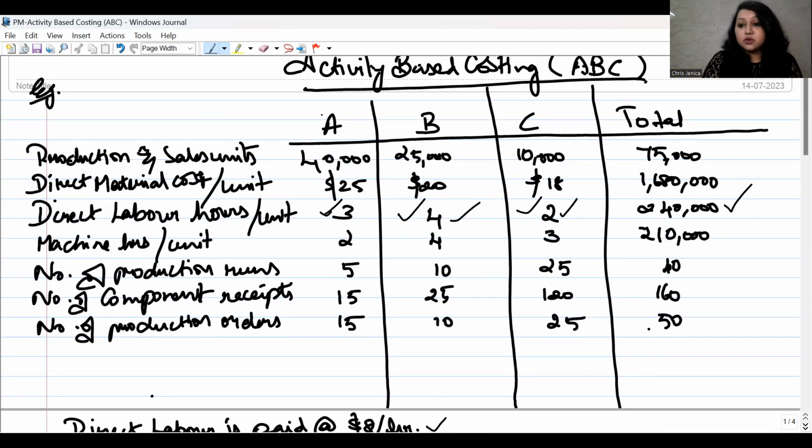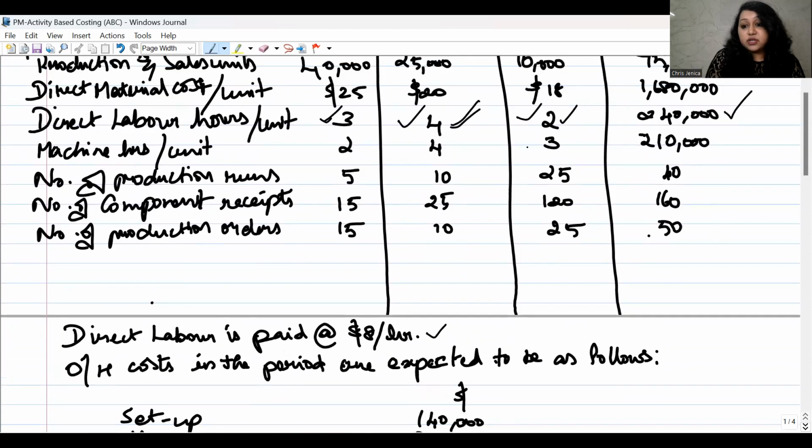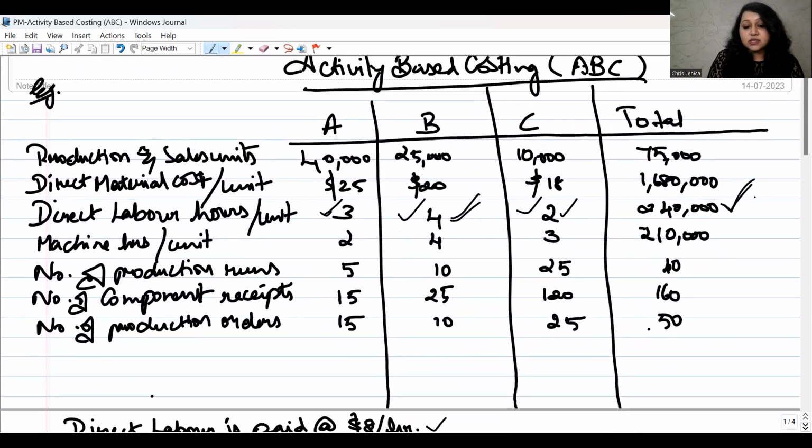So 40,000 units into 3 hours will give you 120,000. And then you have 4 hours into 25,000. That is 4 hours of direct labor into 25,000 units. So that is going to be around 1 lakh. Then you have 2 hours of 10,000 units, which is going to be 20,000. So it's going to be 2,40,000 total hours, right? That's how you have derived this total of 2,40,000 hours.